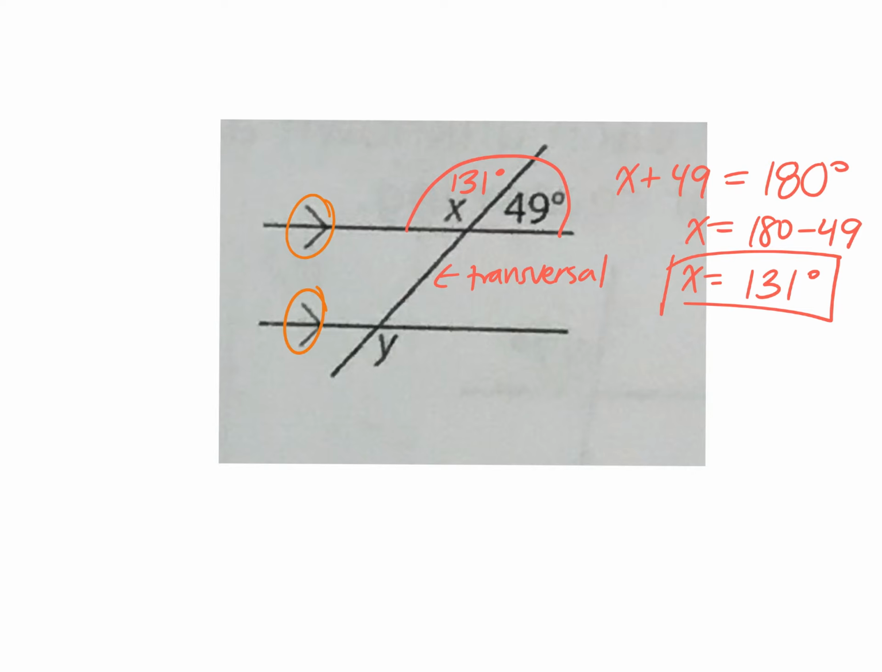I want you to think back to the opposite angles. If this is 49 degrees, what is this angle? 49. So let's label that 49 degrees. If this is 131 degrees, what's this? 131 degrees. Okay? Can we draw a Z somewhere? Let's draw a Z. Right here.